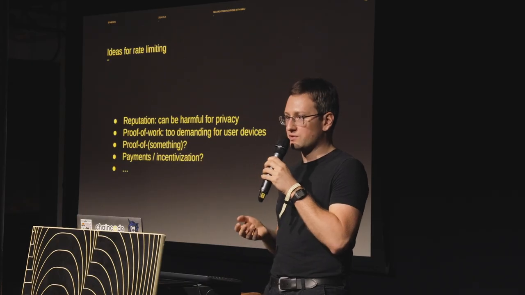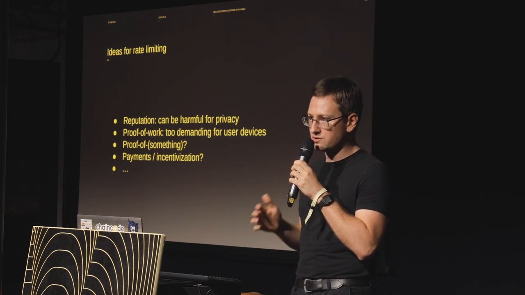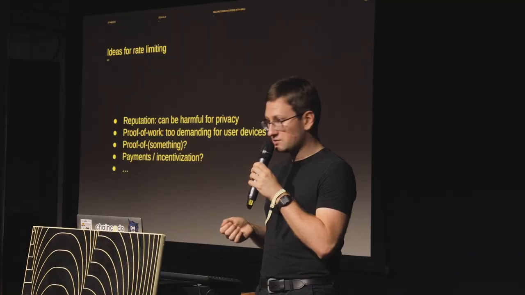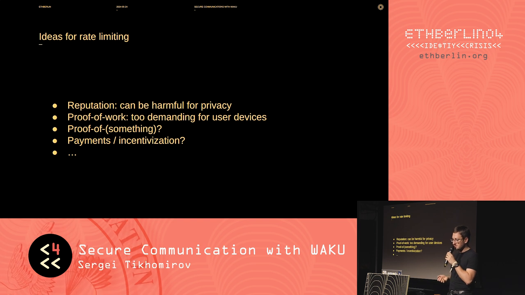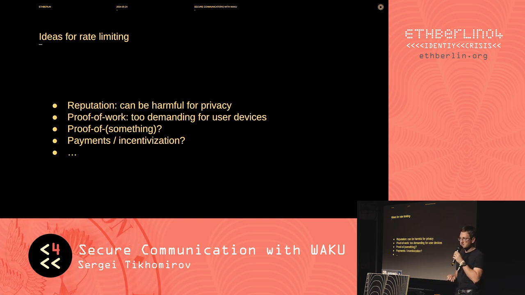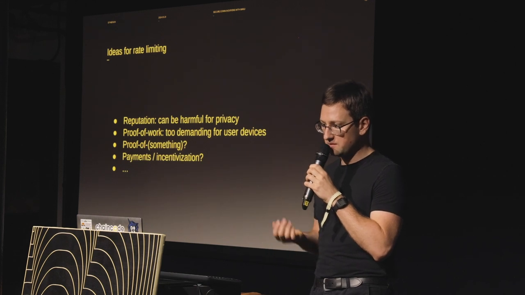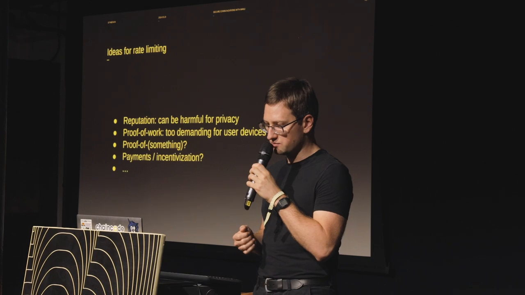Although I must say there are proposals, or there are scientific works that enable decentralized reputation or some kind of peer-to-peer reputation establishment, and we are looking at those as well, but it's kind of a research area. Proof of work, otherwise known as hashcash, could be useful, and as far as I understand, Whisper has tried this idea. It didn't work out that well because it turned out that for end-user devices, it is still too resource-consuming, but for attackers, the attackers can just over-hash the users.